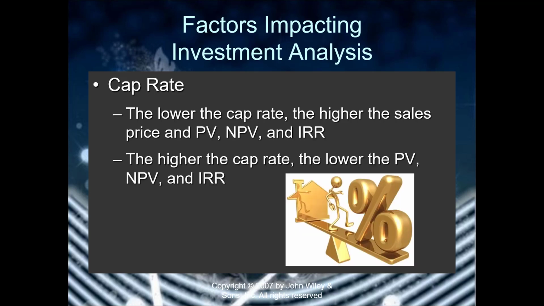All right, the next one is this cap rate, right? This is what we use to project, based on cash flows, what is the selling price or the value of this asset at some point in the future? So the lower the cap rate, that is going to give us a higher sales price. And if we have a higher sales price, it just follows that our present value, net present value, and internal rate of return are also going to be higher. So if we have a higher cap rate, that's going to lower our present value, net present value, and internal rate of return because the sale price is actually going to go down in that calculation.